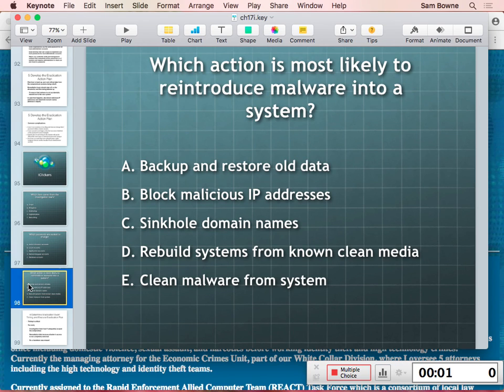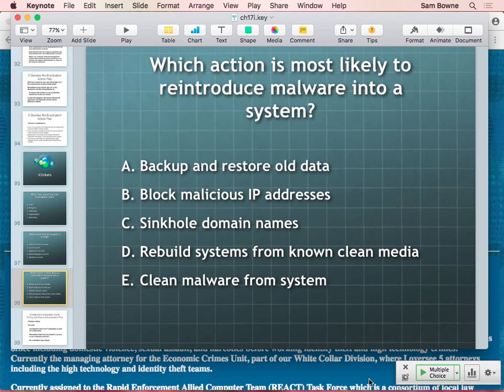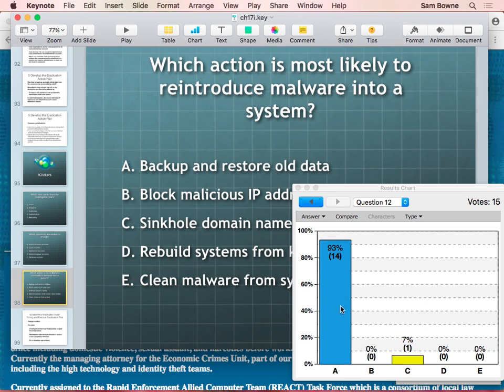All right. Which one of these is most likely to reintroduce malware into the system? And of course, putting on the old data is risky.